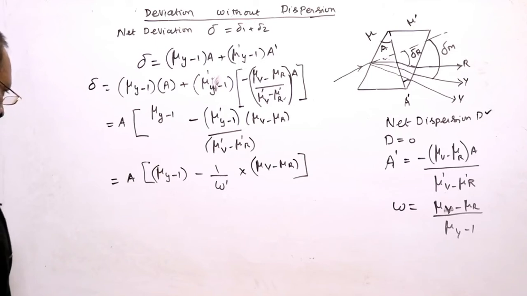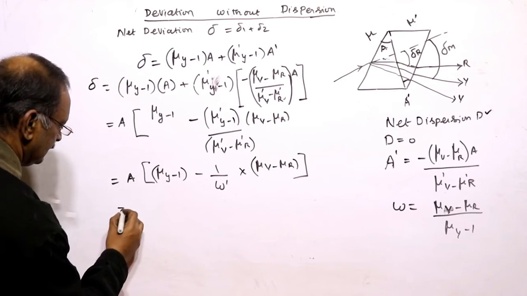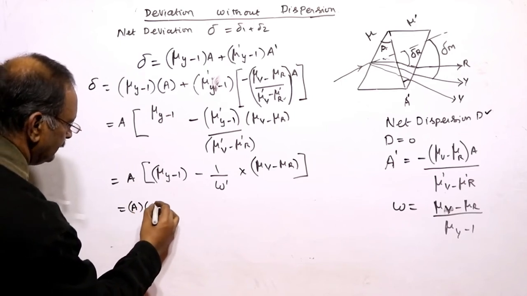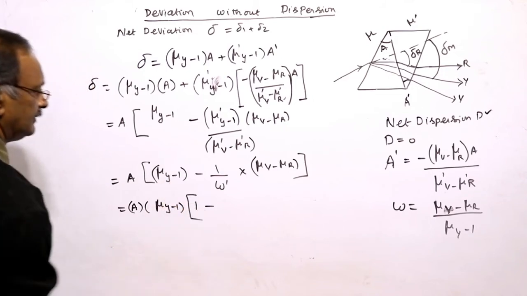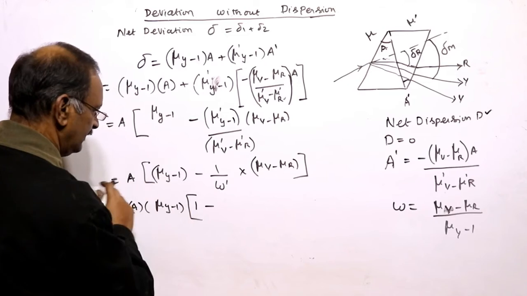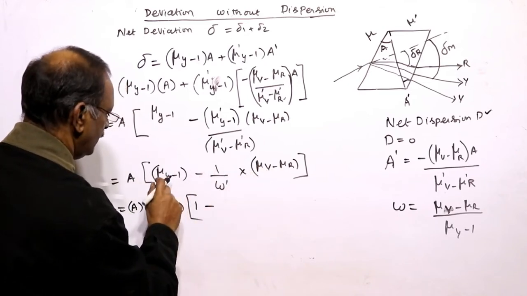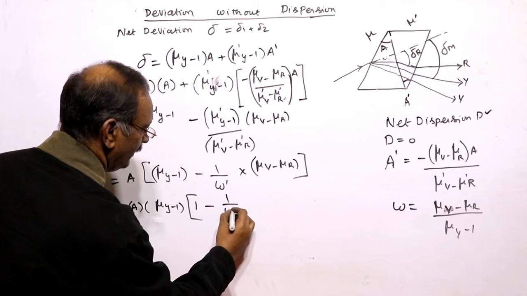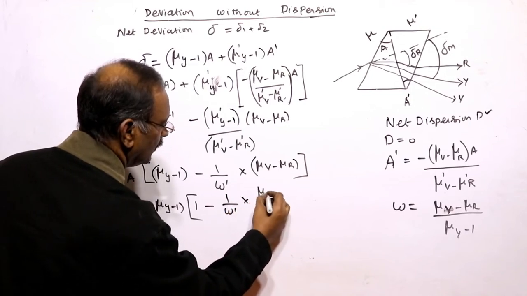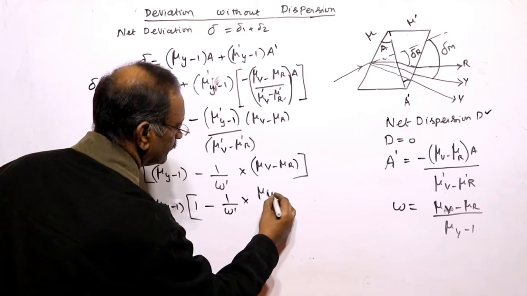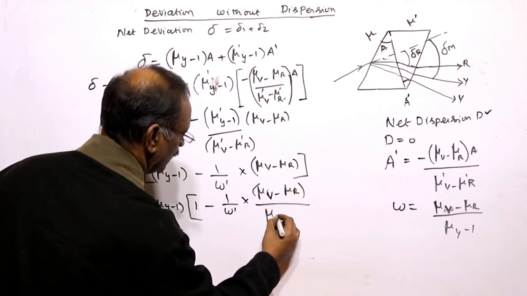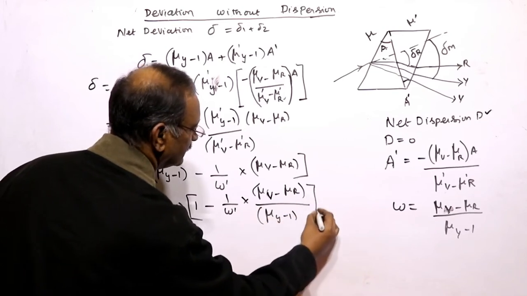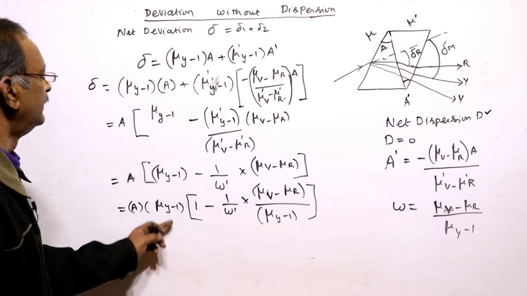Again, if you take mu y outside, mu y minus 1, this one outside, this is equal to E into mu of y minus 1. Here 1 will be left, minus. Since we have taken it out, we have to divide this portion by mu y minus 1. 1 by omega dash into mu of V minus mu of R divided by mu of y minus 1. This completes the equation. When you take it inside, this will come here.